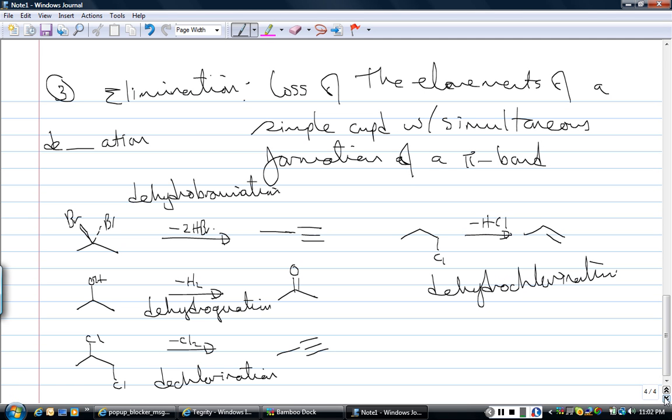Now, there are a couple little subtleties with elimination reactions. So, for example, if I take this compound and I treat it with sodium iodide in acetone, and for now this is not a detail you need to be aware of, what I'll end up with is the corresponding alkene. And I would say that is an elimination reaction, because I've lost the elements of bromine. I've lost what looks like Br2. These are the elements of Br2, and there's been a simultaneous formation of a pi bond.